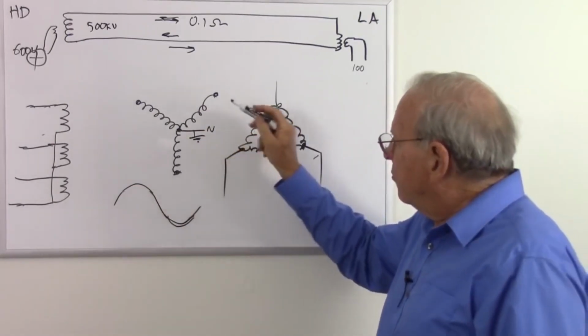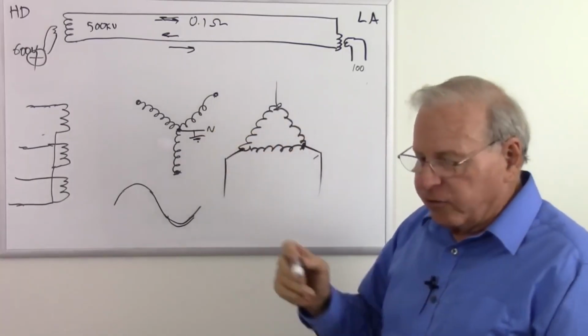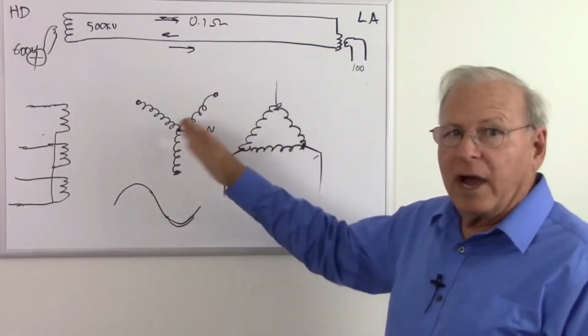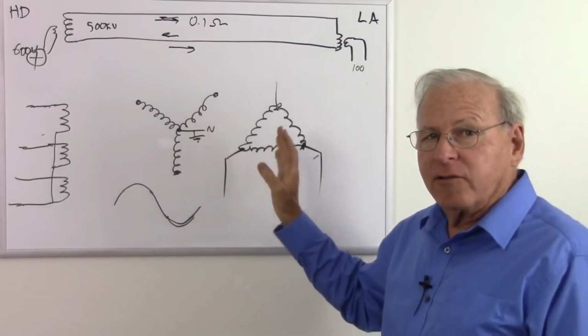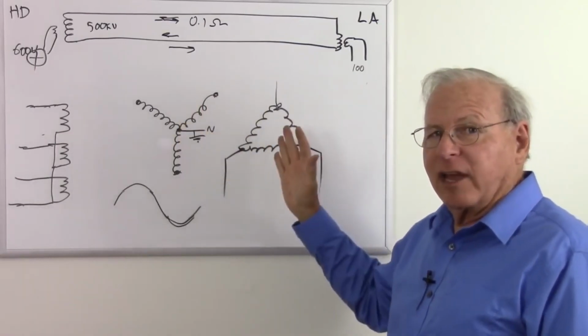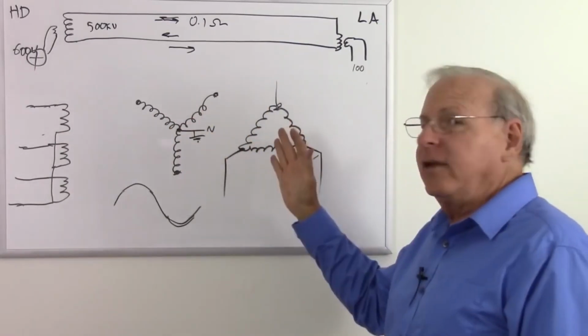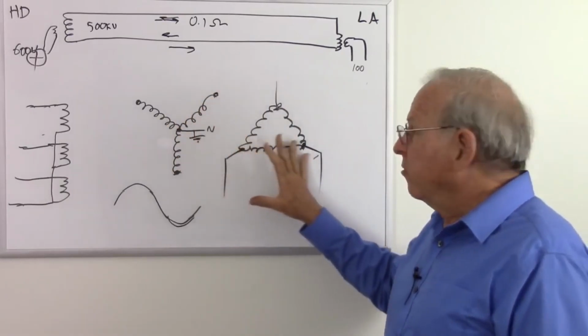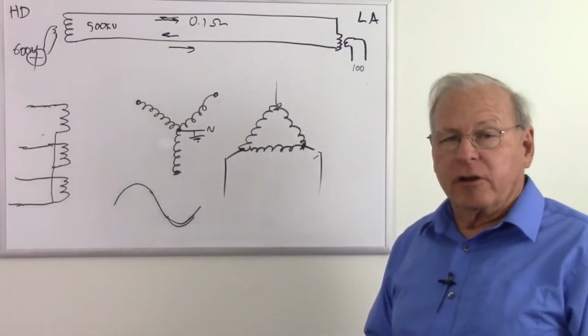So that's just the style of the windings. And a transformer could have both Y windings, both delta windings, or a Y primary and a delta secondary, or a delta primary and a Y secondary. However, the engineers need to design it for their particular purpose.